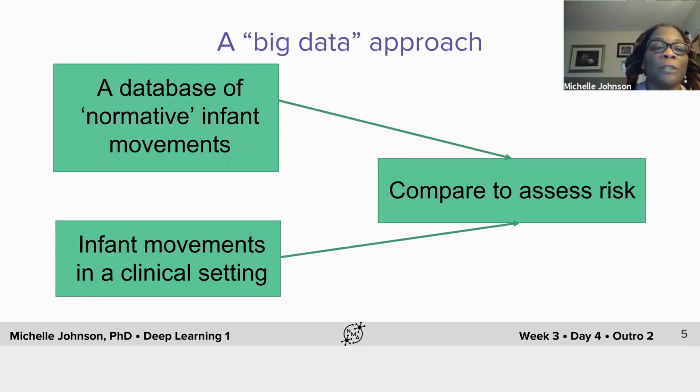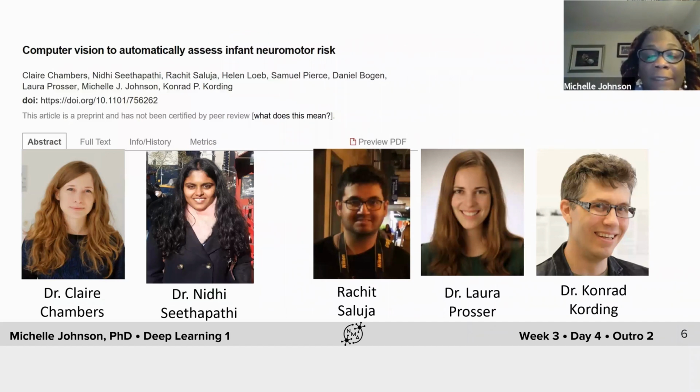So our approach was a big data approach. We decided that we needed to develop a database of normative infant movements, and that we needed to also develop a database with the infants that we wanted to test in the clinical setting. Our goal then would be to develop some type of algorithm that would allow us to compare their risk. The work that I'm presenting today has been pre-released in a preprint on bioRxiv if you're interested.